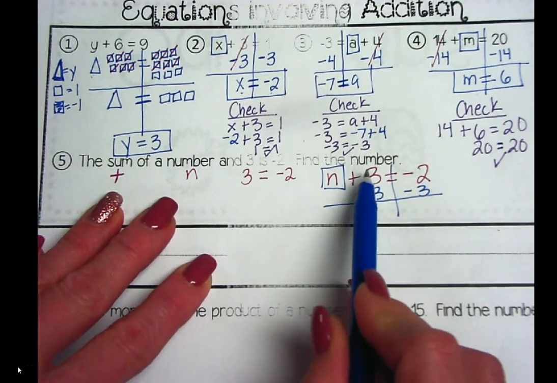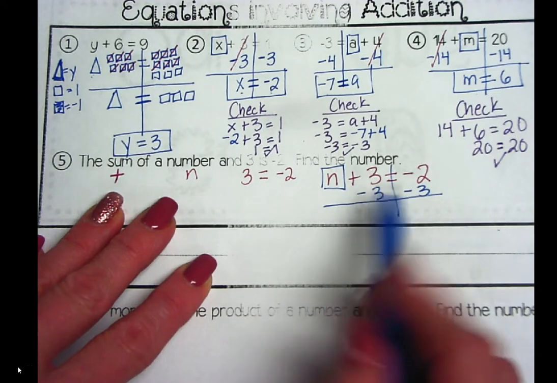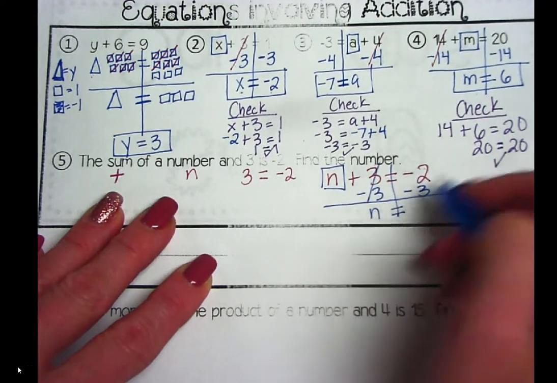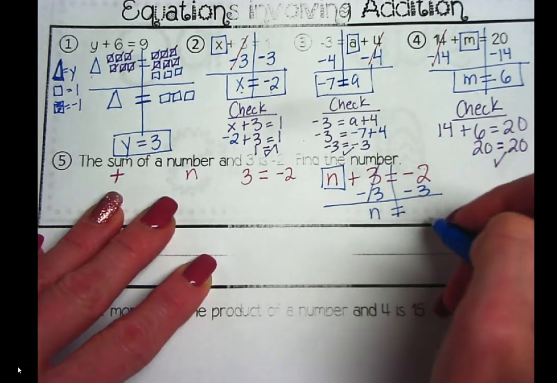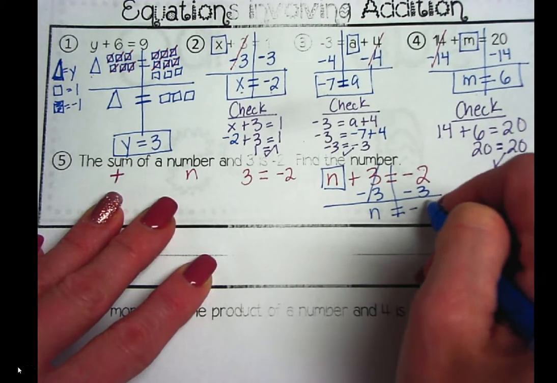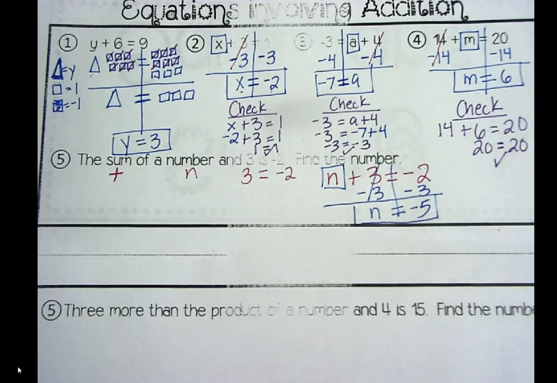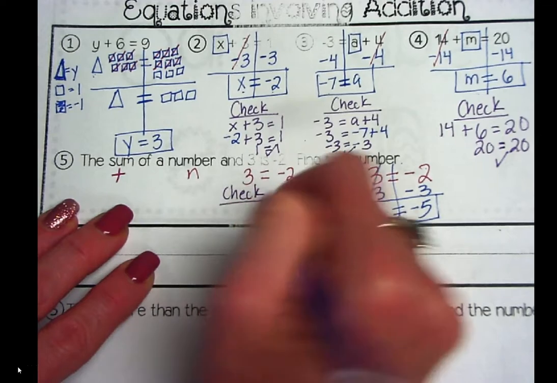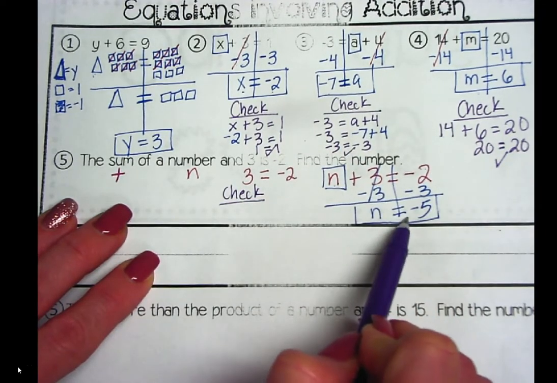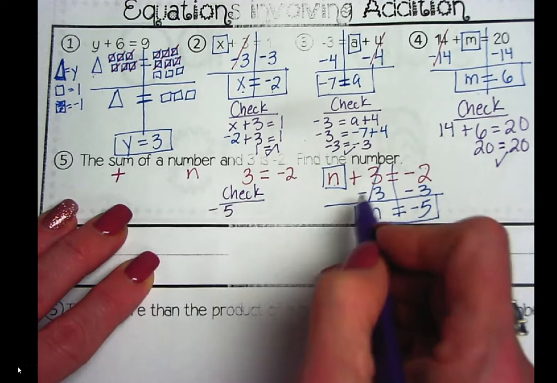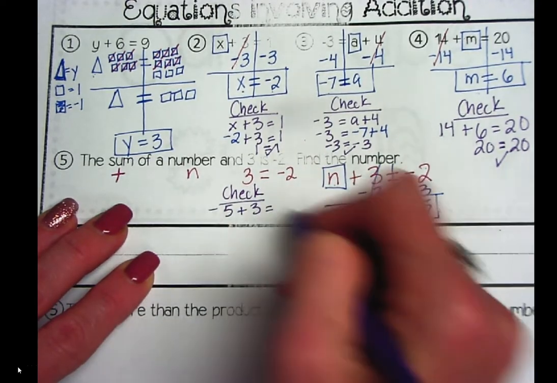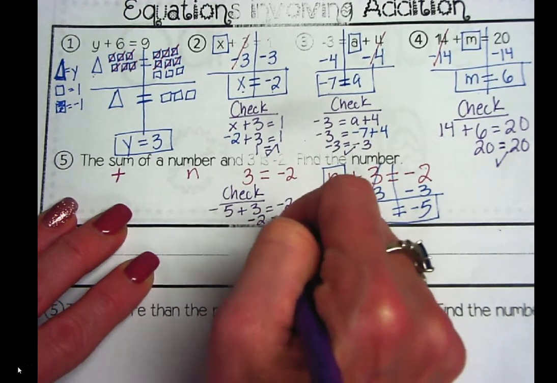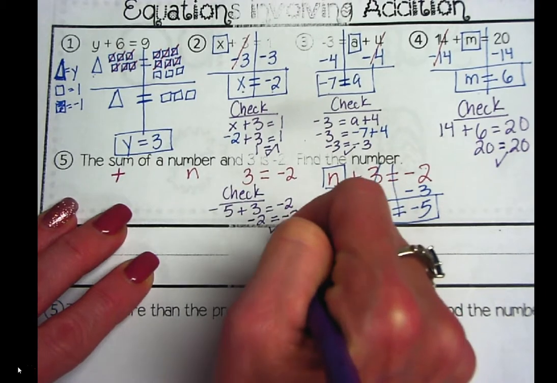These are inverse operations. I'm adding the inverse of -3 to +3. This cancels out. I have n left. And -2 minus 3 is what? -5. Good. And so now my check, I'm going to do my check over here. I'm going to put in the number n, -5 plus 3 equals -2. -5 plus 3 is -2. -2 is equal to -2, so it checks.